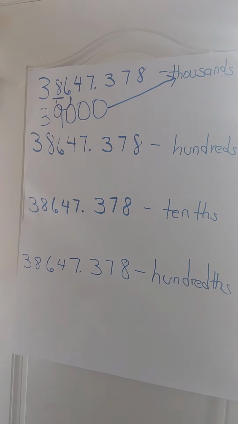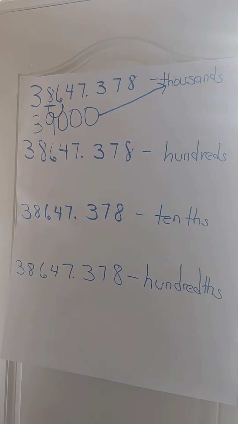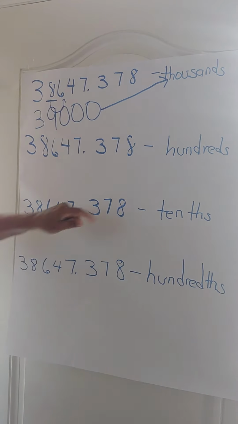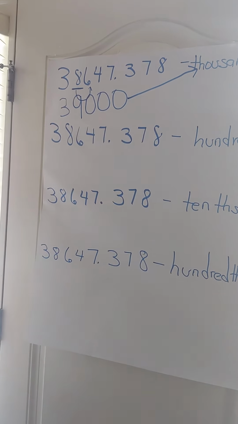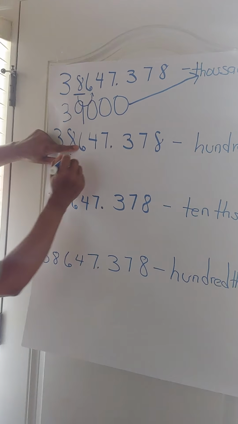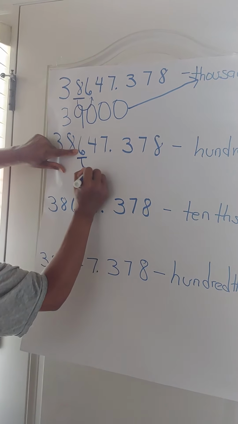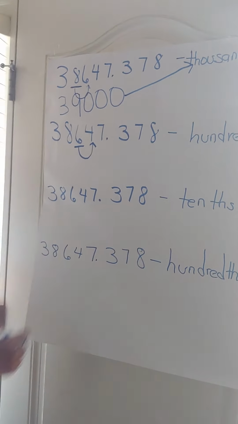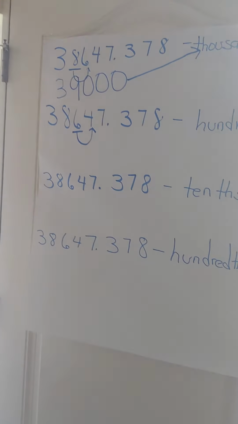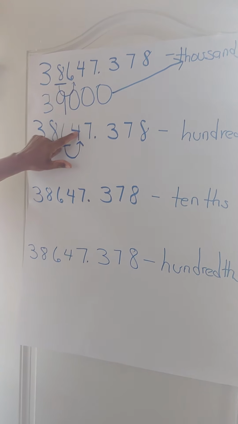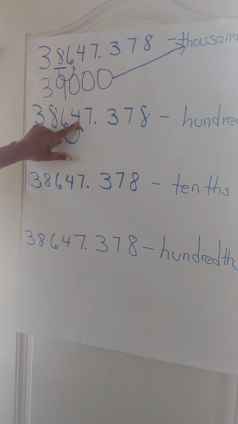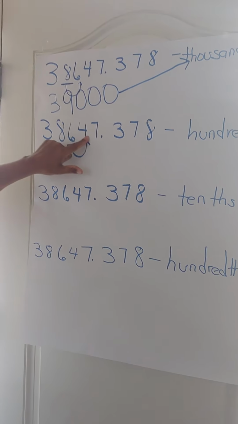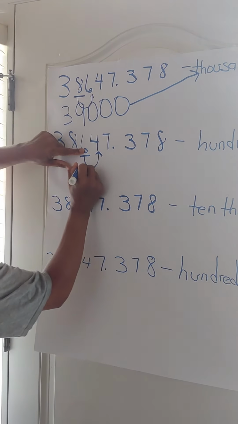So notice how I applied all of these rules. Now I'm going to round this to the hundreds digit. Same thing applies. I identify the hundreds digit. There it is. I draw my arrow next to it. Now I stop right there. I identify whether this digit is 5 and above or 4 and below. In this case, this is a 4. If this is a 4, this number stays the same.